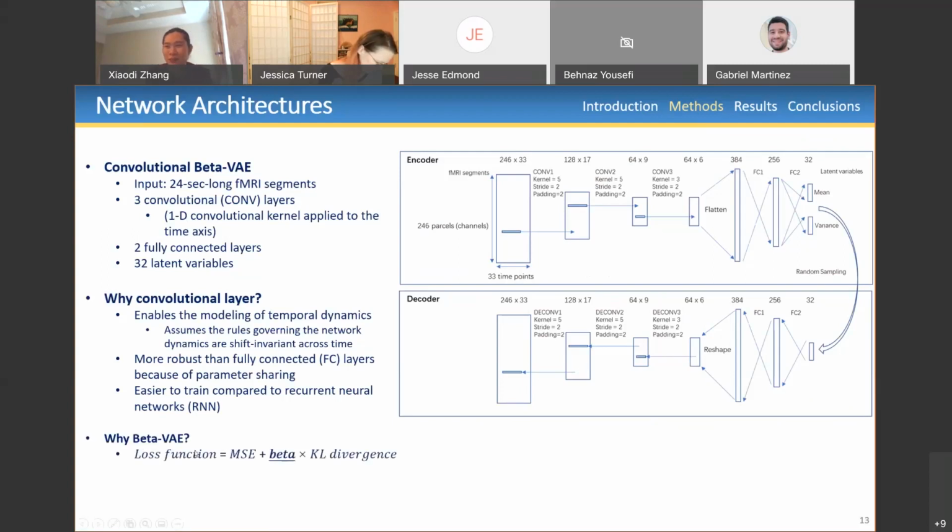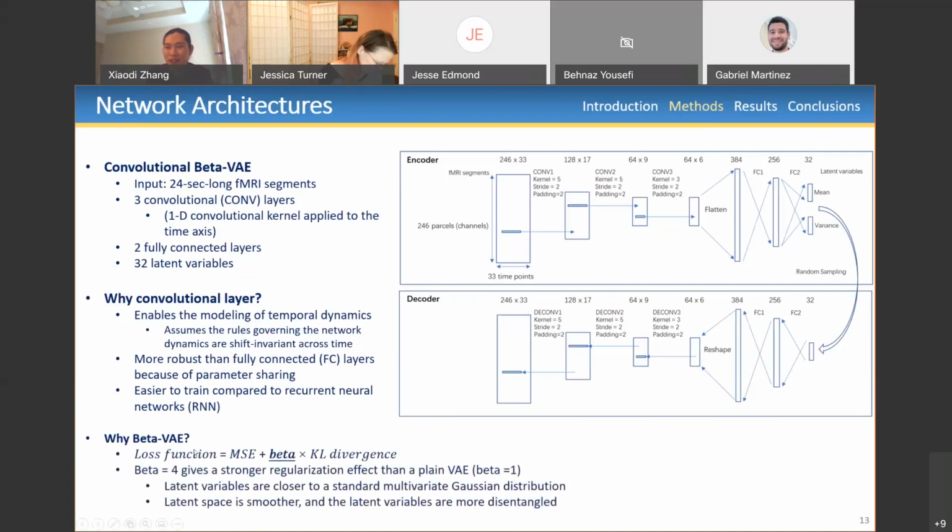And for the beta VAE part, beta is a weighting factor for the KL divergence. If you choose beta equal to 1, then it's a normal variational autoencoder. But with a larger beta, I value the KL divergence more than the actual reconstruction quality. At the end of the day, I want the latent variables to become more orthogonal to each other.